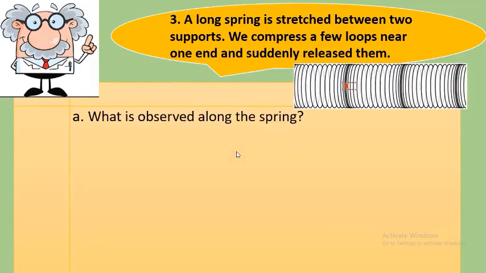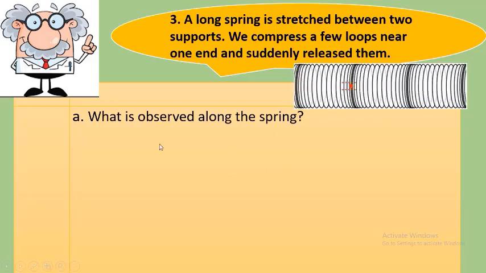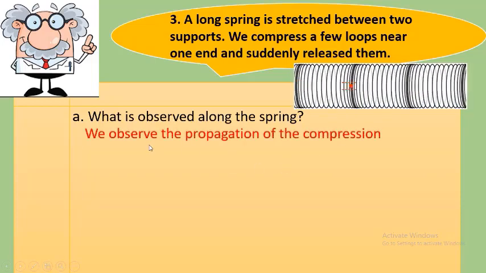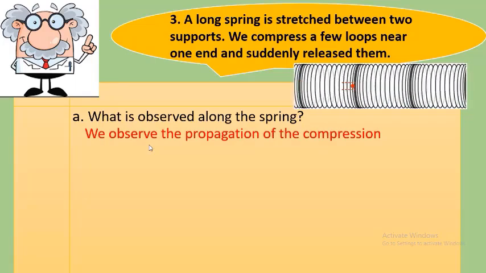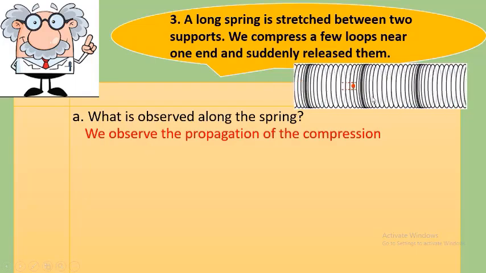What is observed along the spring? We mean, what are these that we see going across the spring? We observe the propagation of a compression. So this is what we mean by this. It's making a compression along the spring.